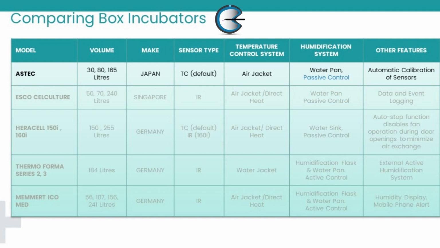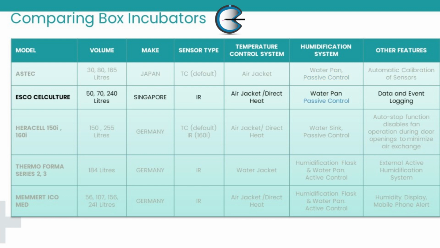So the first one that we will look into is Astec. Astec comes in a variety of sizes, and the good part is that it suits the IVF lab by bringing in a smallest size of 30 liters. Of course, make is important because the availability of spare parts does depend on the country of origin. The type of sensor by default in Astec is a TC sensor, but you can always ask for an IR sensor. The temperature control system is air jacket. The humidification system is passive because it has a water pan and no external water flask or humidification flask.